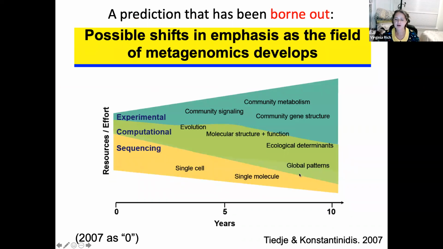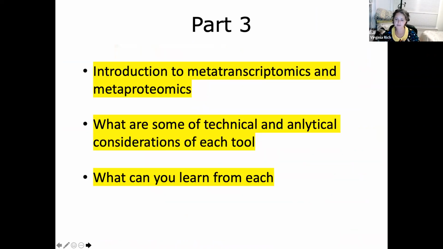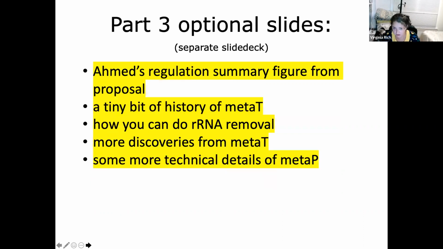And so we'll skip this. You can look at this at home if you want. Right, so this idea that connecting metagenomes to distributed pathways to biogeochemical cycles is a current frontier in our field. Okay, last section, part 3, introduction to metatranscriptomics and metaproteomics, and what are some of the technical and analytical considerations of each tool and what you could learn from each.